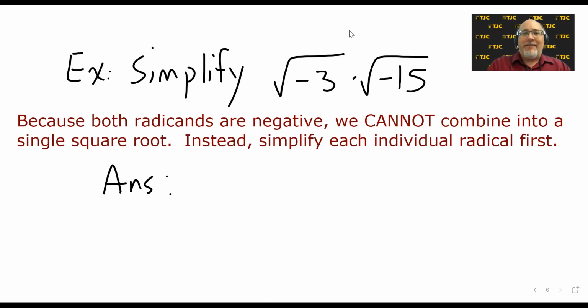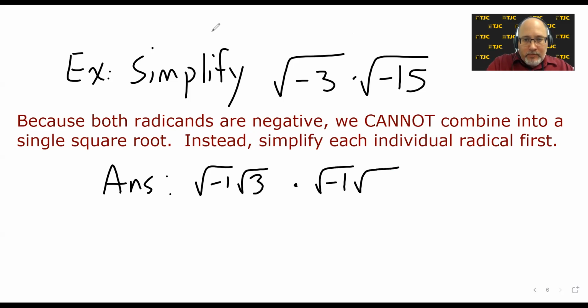I am going to manually break off the -1 from each square root. And so the problem becomes the square root of -1 times the square root of 3 times the square root of -1 times the square root of 15. Now I know what to do with the square root of -1s. They become i's. i times the square root of 3, i times the square root of 15.